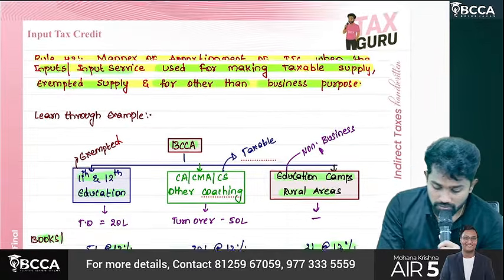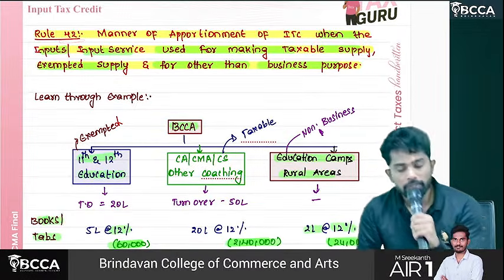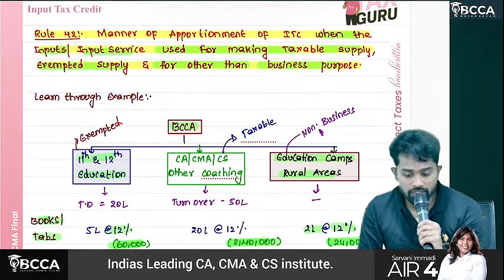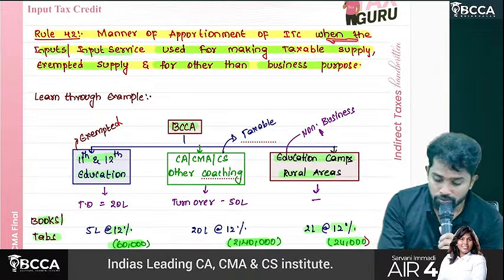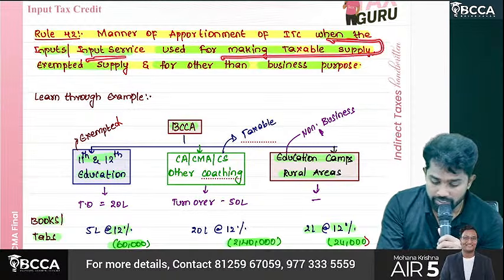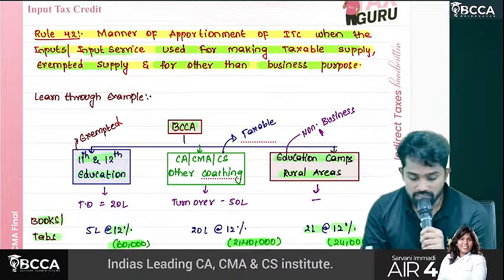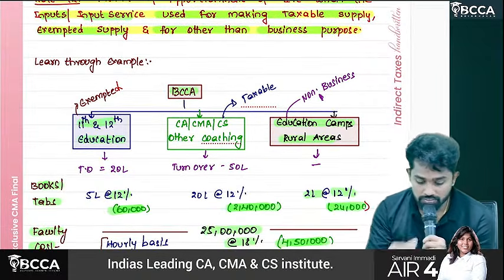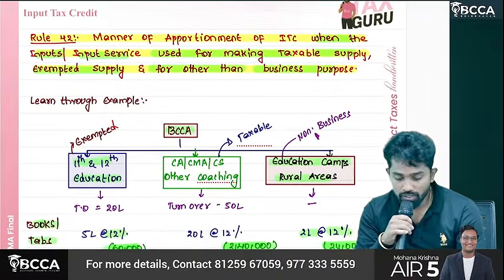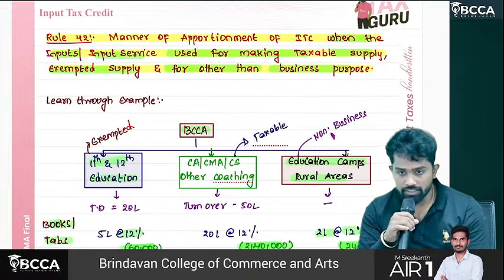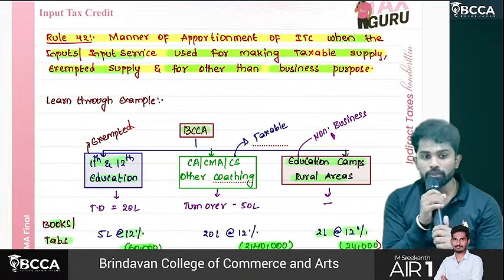Now, sir, we are discussing Rule 42, the manner of apportionment of ITC when the input service is used for making taxable supply, exempted supply, and for other than business purpose. Sir, we'll understand this one. Manner of apportionment of ITC. Sir, what is this rule about?